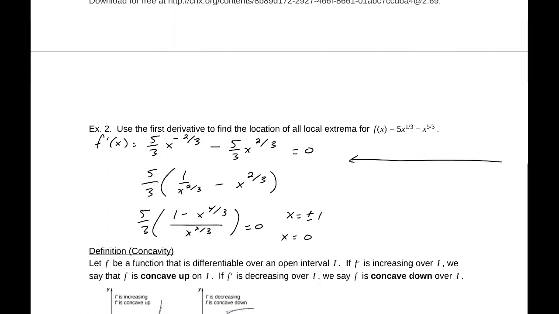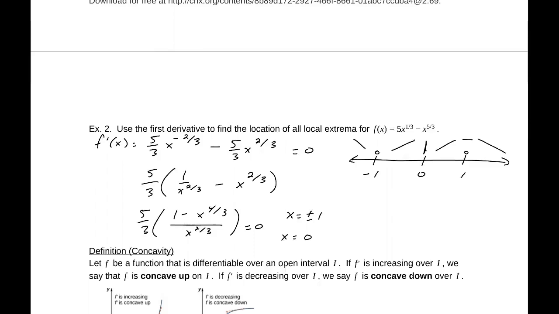So let's test these points. We have 0, 1, negative 1. The derivative is 0 at plus or minus 1, and it is undefined at 0. It's a vertical tangent at that point. If we evaluate points in those regions, say positive 2, our function is decreasing. At, say, 1/2, our function is increasing. At negative 1/2, our function is increasing. And say at negative 2, our function is decreasing.